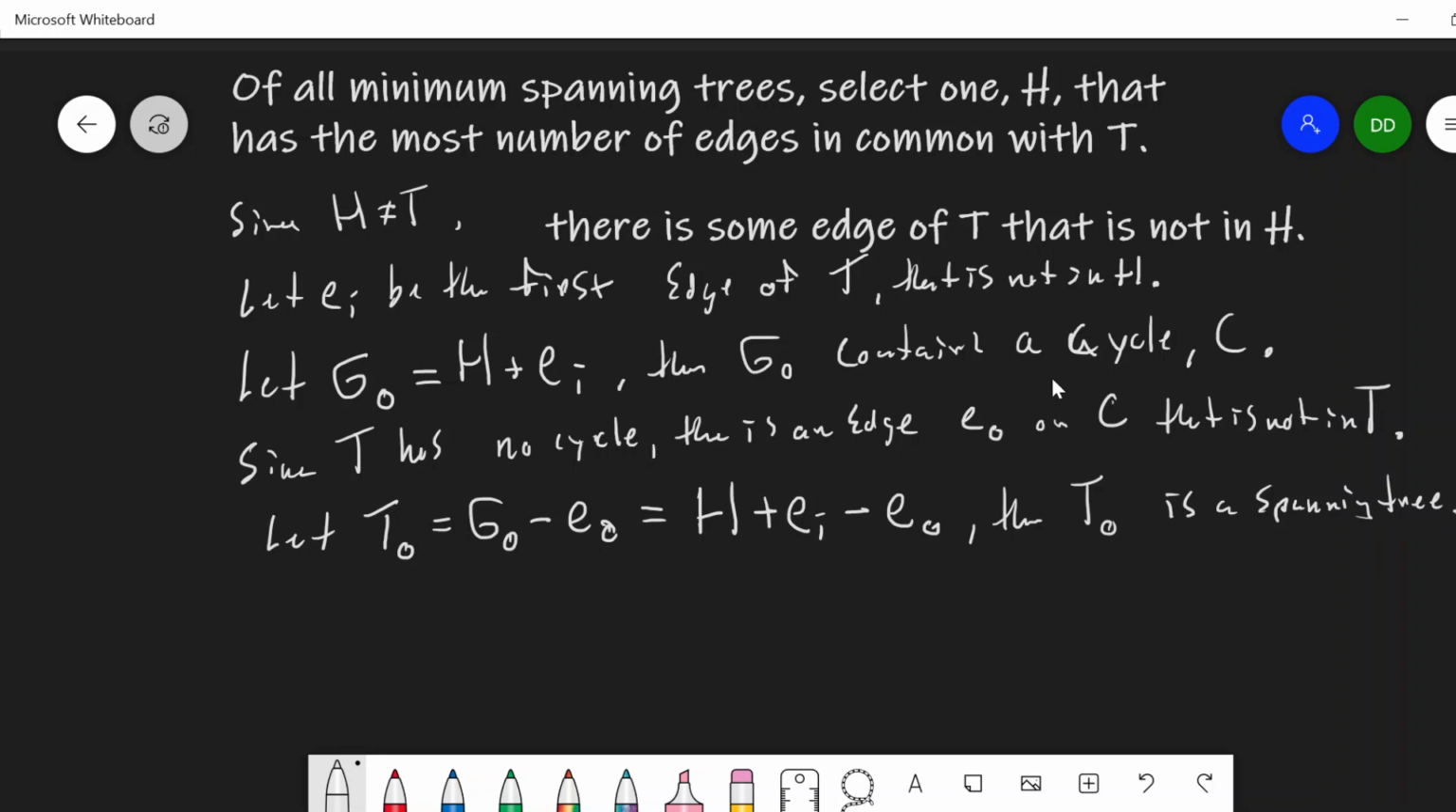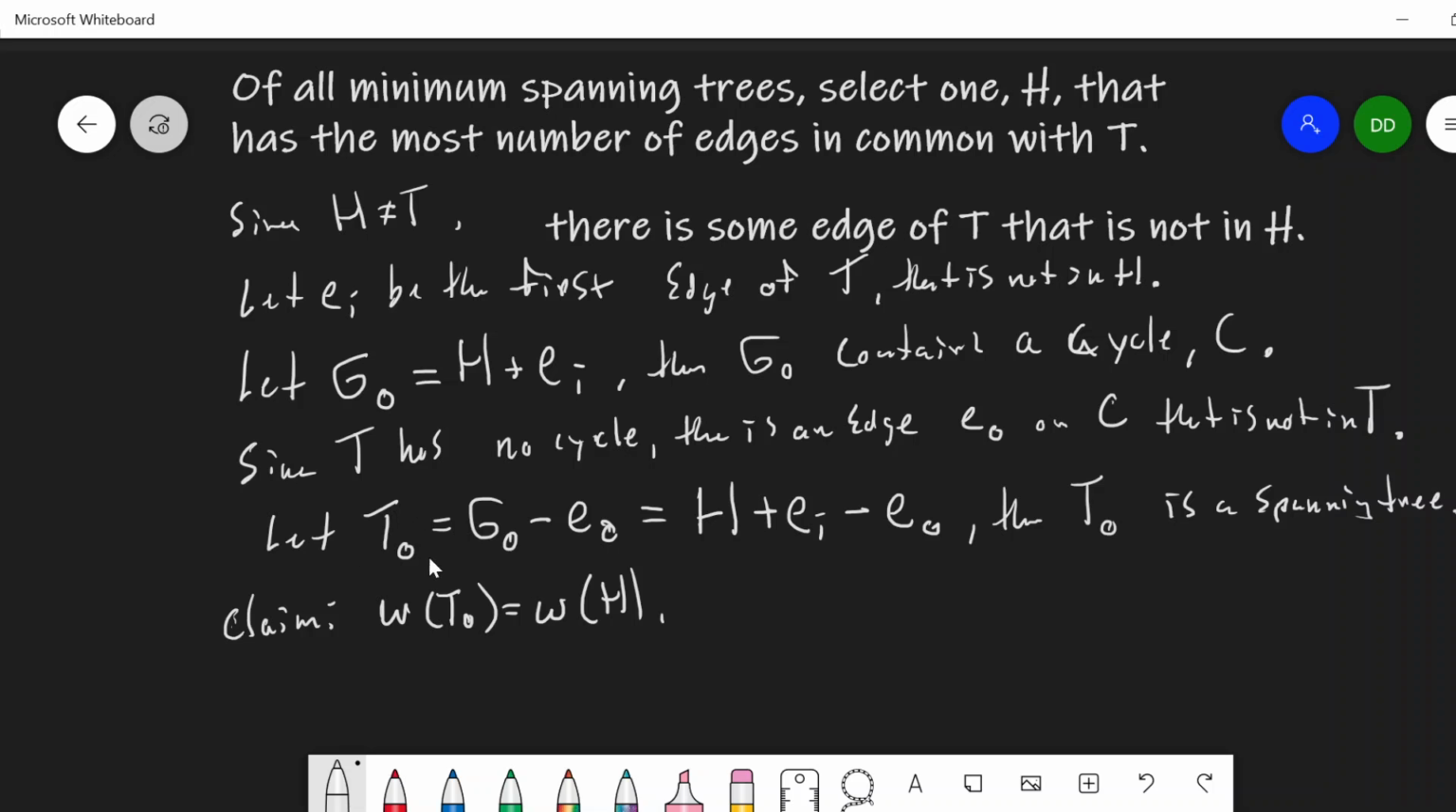Right, I just removed an edge from a cycle of G naught, which was spanning, and so it must still be a spanning tree. My claim, so let me be clear about what I'm doing here, is that the weight of T naught is the same as the weight of H. And notice what I've done here is I've added E sub I, which was in T, and removed E naught, which was not in T.